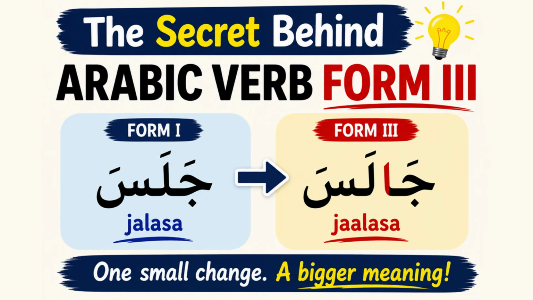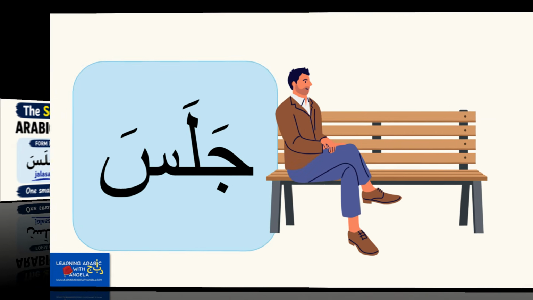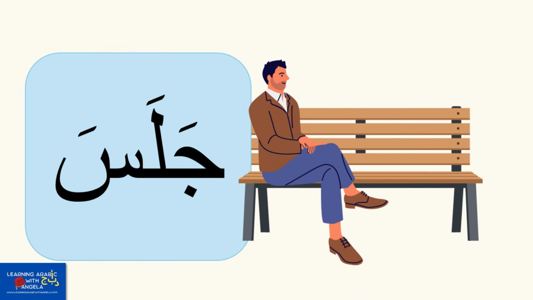What if I told you that by changing just one vowel pattern in Arabic, the meaning of a verb suddenly expands? That's exactly what Form 3 does. And once you understand the logic behind it, hundreds of Arabic verbs become much easier to remember. Let's start with a simple verb that most Arabic learners know, jalasa.